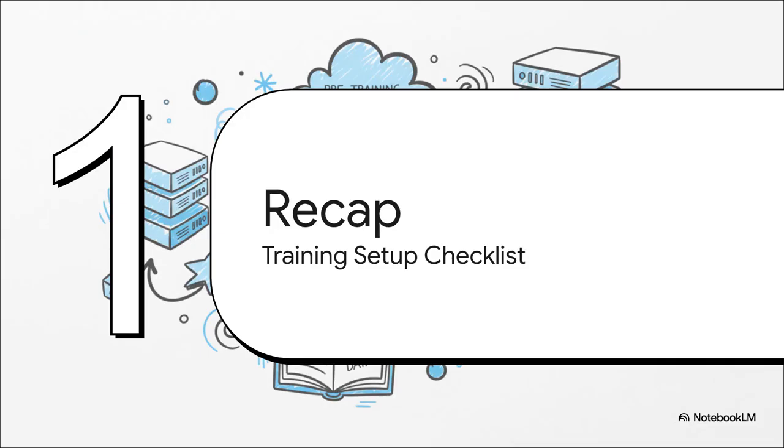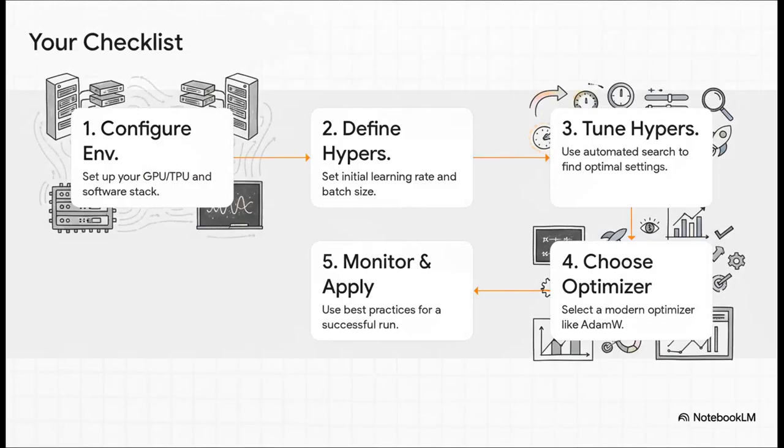Whew, okay. That was a ton of information. Let's boil it all down and wrap it up with a quick, actionable checklist. So, step 1, build your arena. Get that hardware and software configured. Step 2, set the rules of the game with your starting hyperparameters. Step 3, tune those rules to find the sweet spot. Step 4, fire up that learning engine by choosing a modern optimizer like AdamW. And finally, step 5, keep a close eye on everything and apply those best practices.